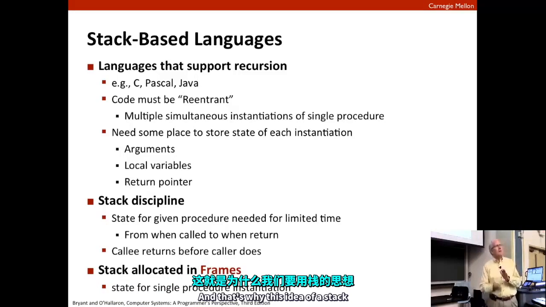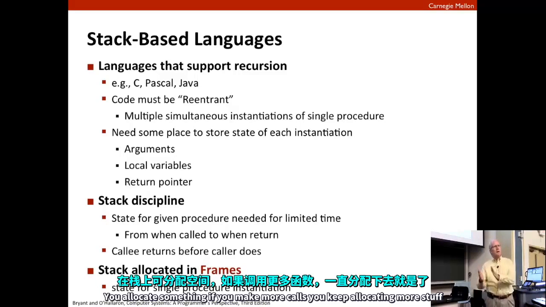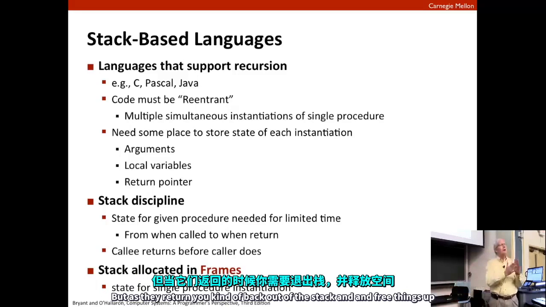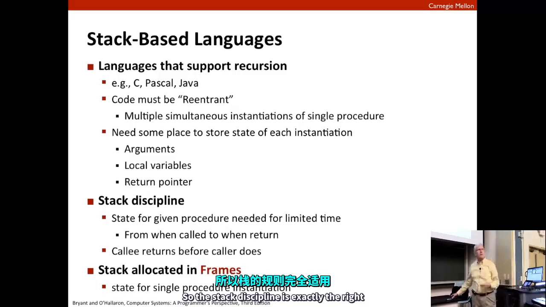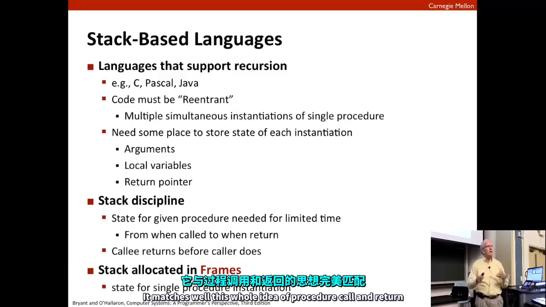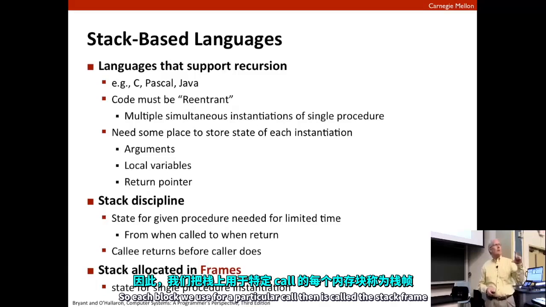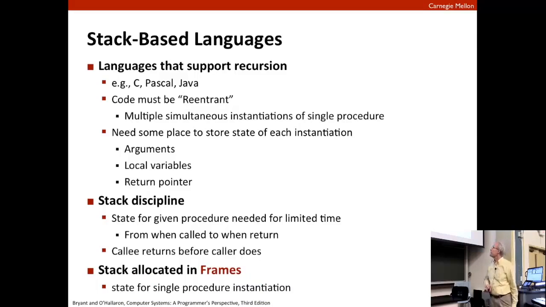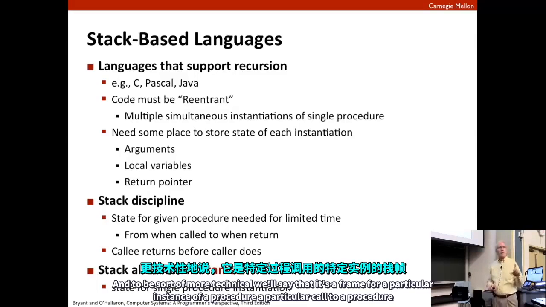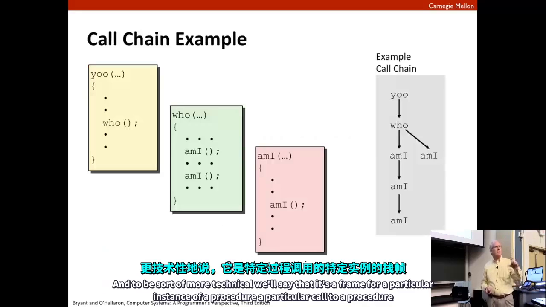And that's why you use this idea of a stack: you allocate something, and if you make more calls, you keep allocating more stuff. But as they return, you back out of the stack and free things up. So the stack discipline matches well with this whole idea of procedure call and return. Each block we use for a particular call is called the stack frame. To be more technical, it's a frame for a particular instance of a procedure, a particular call to a procedure.